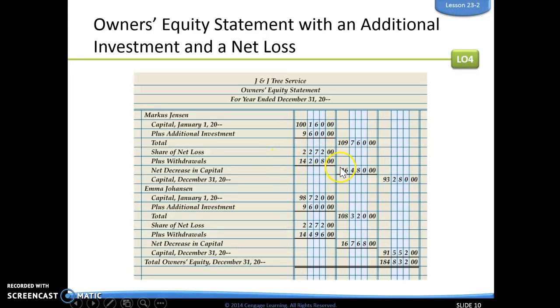Notice on this one, we added those numbers together because both of those numbers would decrease his capital. So it says net decrease in capital instead of net increase. And then now what he's left with in his capital. And then the same thing that they did for Emma Johansson. She did have the additional investment, share of net loss, plus withdrawals.